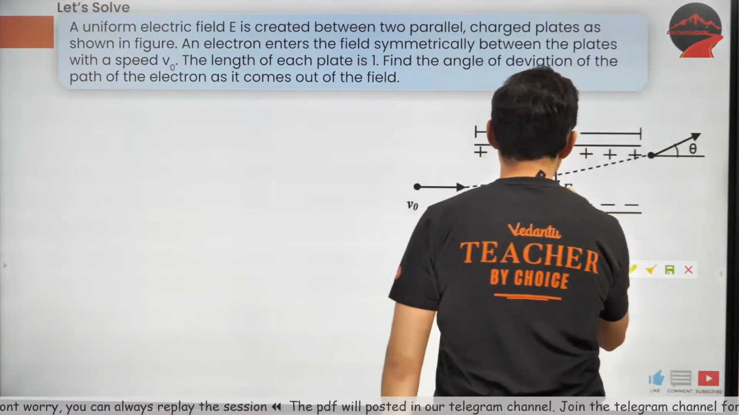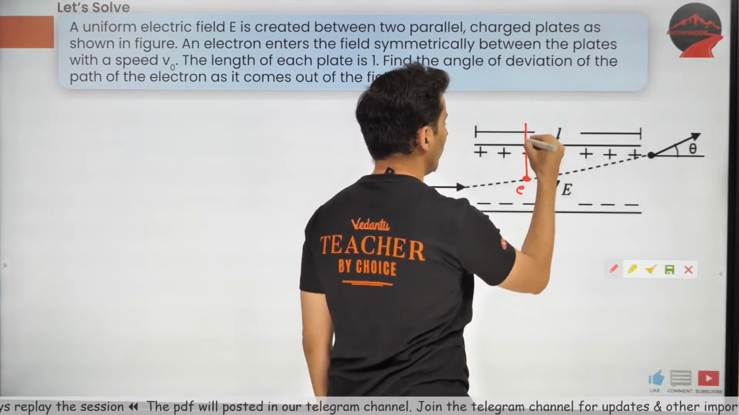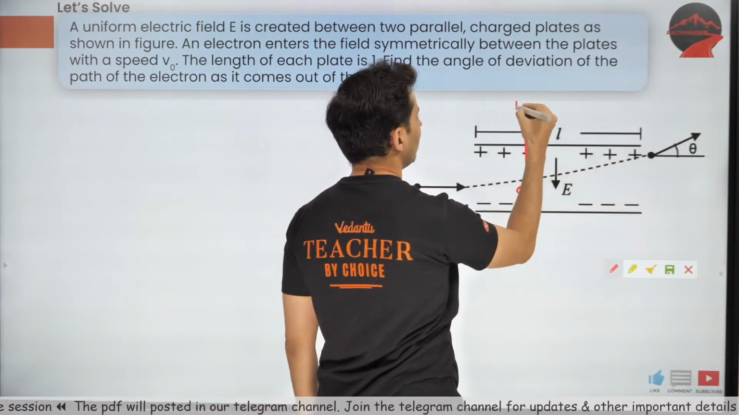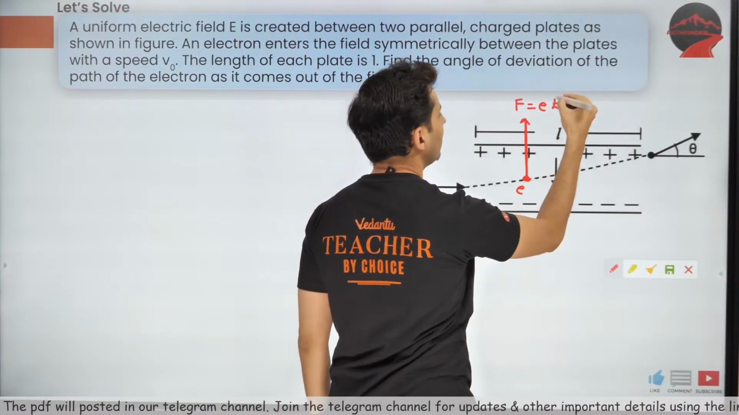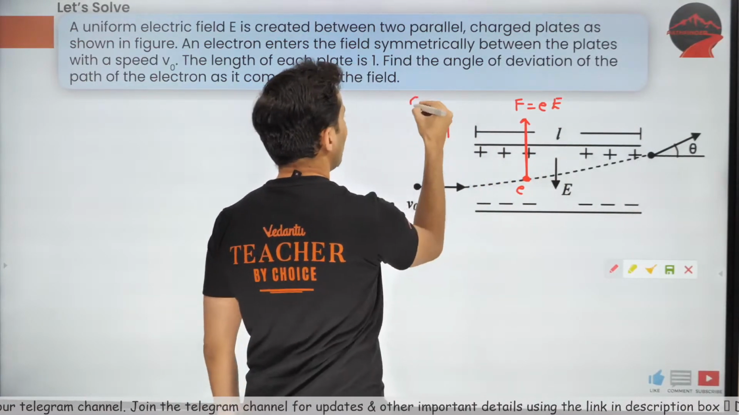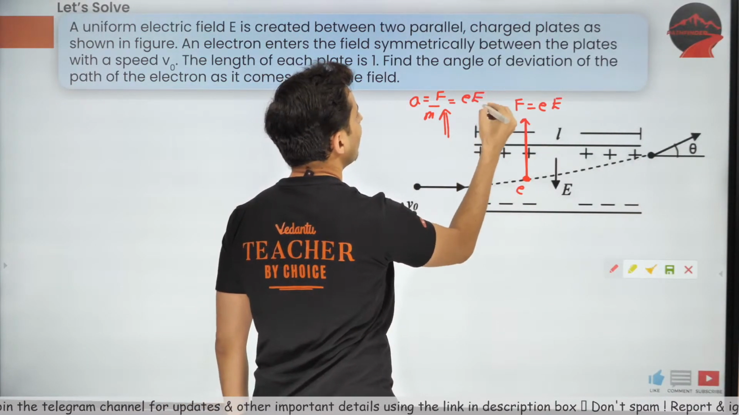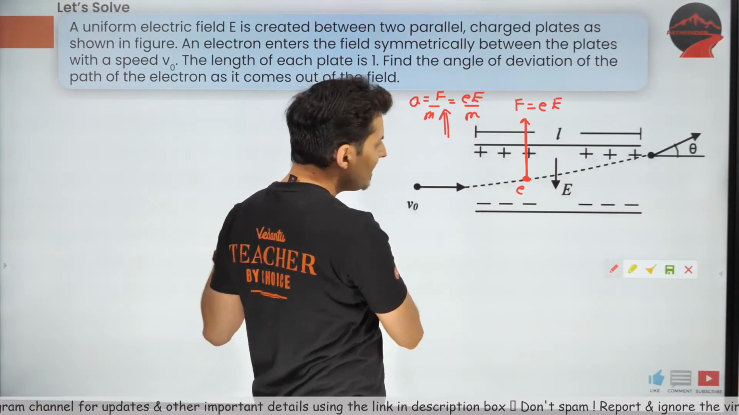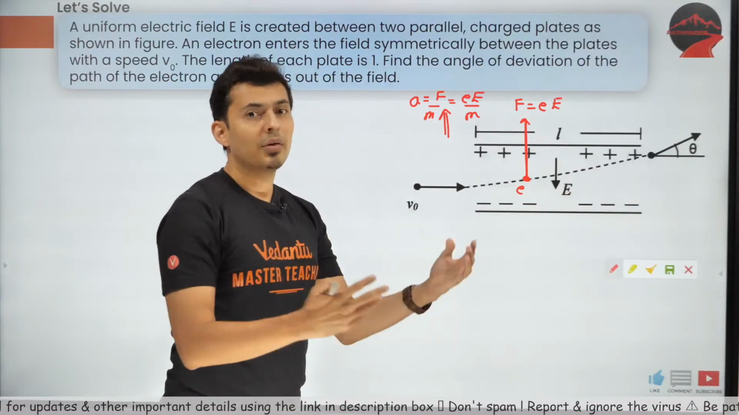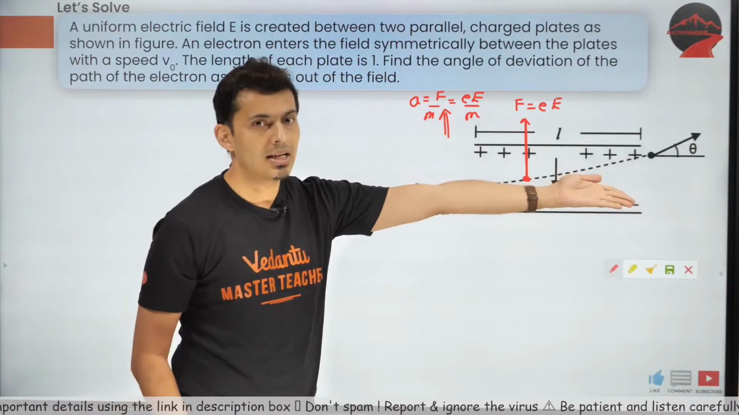Now, my point over here is that if this is that charge e, the force on it will be eE. And if there is force, obviously there will be acceleration this way, and that acceleration, which is force divided by mass, will be eE divided by m. Will there be acceleration in the x direction? No. Why? Because the force is in the y direction. There is no force in the x direction.